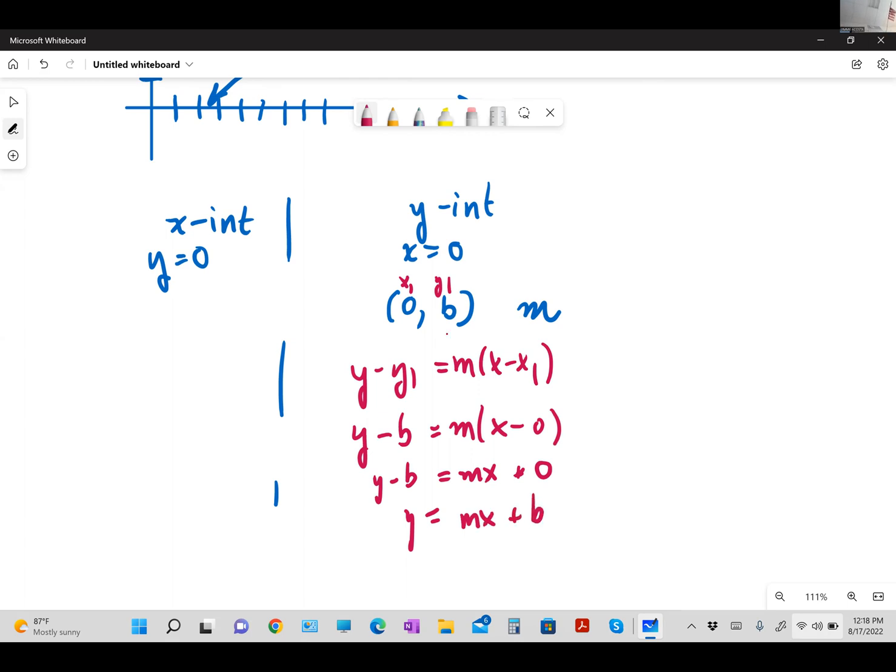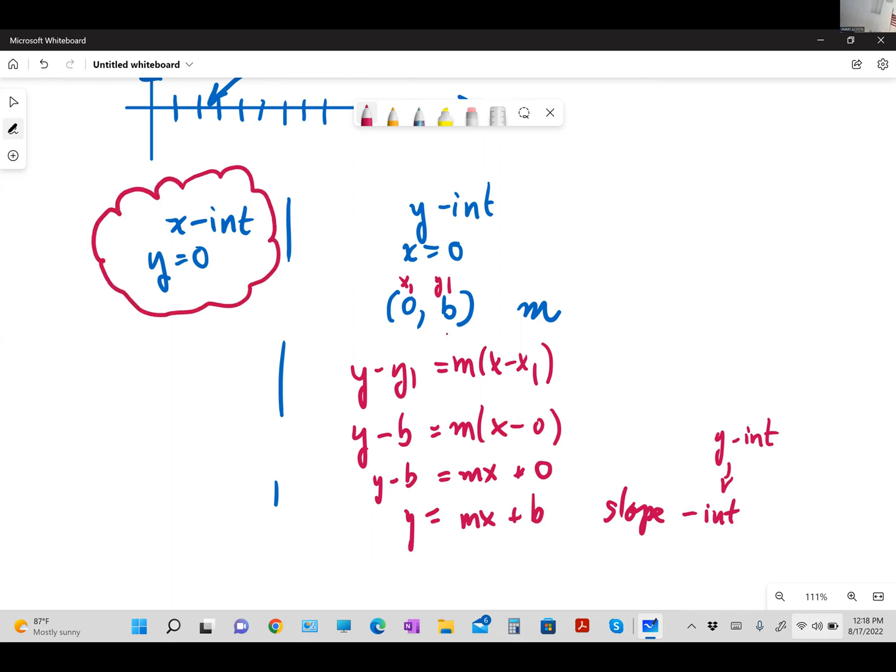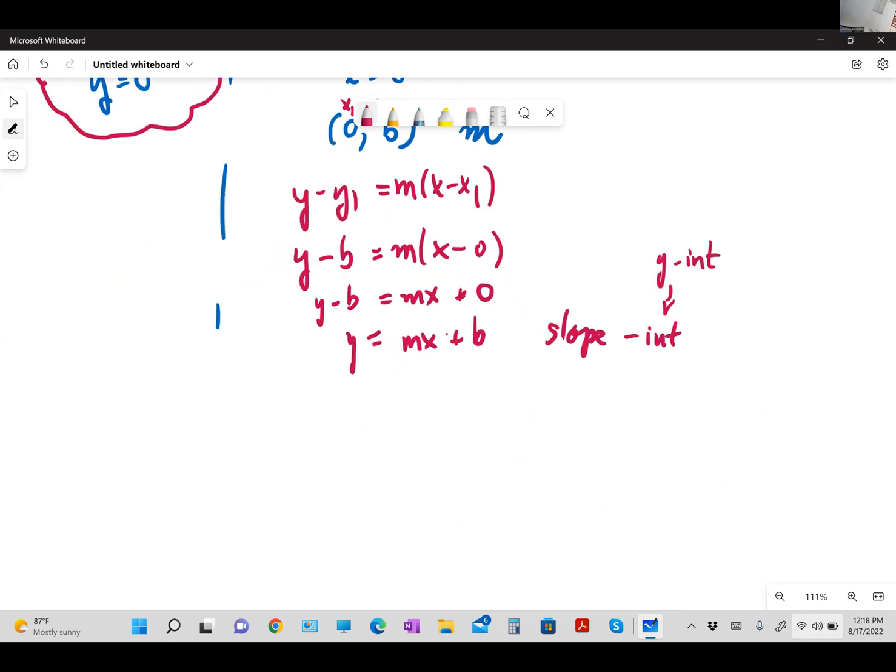Have you ever seen that before? What is this called? Slope intercept form, because it gives you two pieces of information. It gives you your slope and specifically your y-intercept. Now you can similarly do that for the other one, but we don't have a formula for that. You could just leave it as is. Just remember, for an x-intercept, y equals 0.